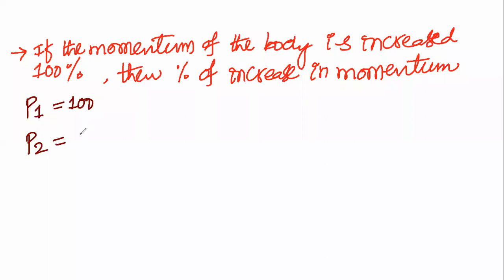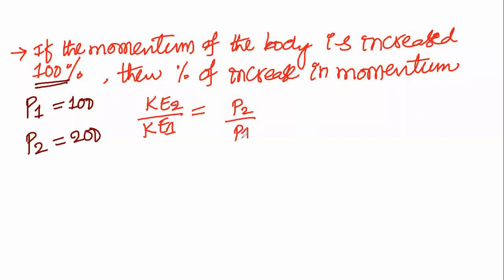Therefore, P2 is doubled. 100% is increased means initially we have taken 100%, again 100% is increased. So 100 plus 100, 200 it is. Then for the increase in kinetic energy we write KE2 by KE1 is equal to, what is this? (P2 by P1) whole square minus 1, into 100.